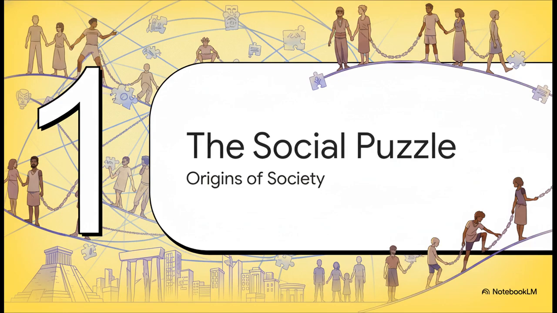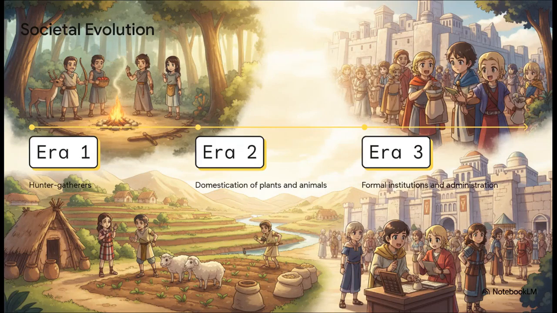The social puzzle. So society isn't just one big monolith, right? It's like a giant puzzle, a massive, complex web of interactions that has evolved over thousands and thousands of years. And to understand where we're at right now, we kind of have to understand where we started. When anthropologists look at the earliest human societies, they observe this really fascinating transition. For a very long time, we were hunter-gatherers, but then a massive shift occurred. We moved to permanent settlements.